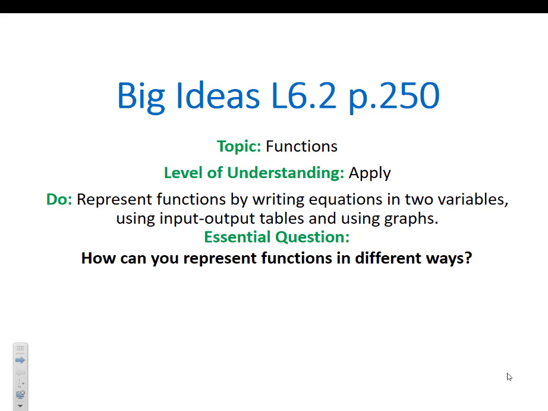Ladies and gentlemen, how can you represent functions in different ways? And I think I just told you three of them. We've already learned one. We'll talk about that later on in the video, but we learned one in our first lesson already. So ladies and gentlemen, let's get busy.